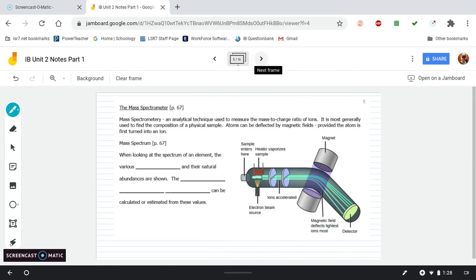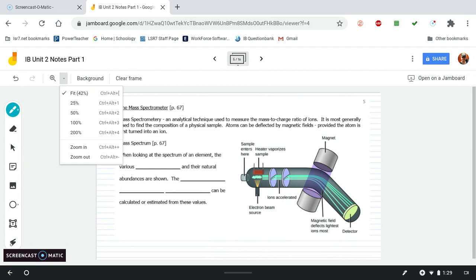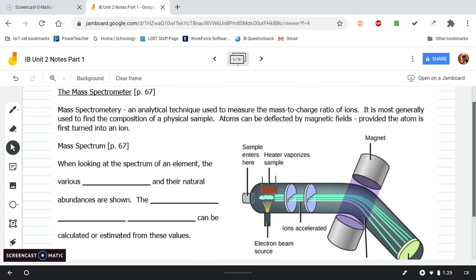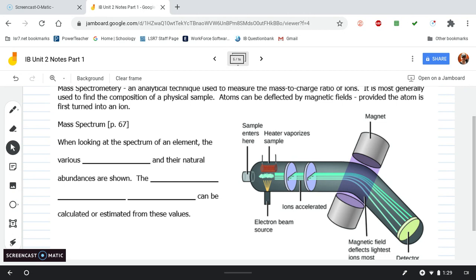Okay, mass spectrometer. This might look a little bit different in the notes I gave you because I modified it a little bit. I got a nicer picture for this year. I think you've got the one before I changed it, but that's okay. So this is a mass spectrometer, and it's a tool, a device, like an electronic balance or something like that.